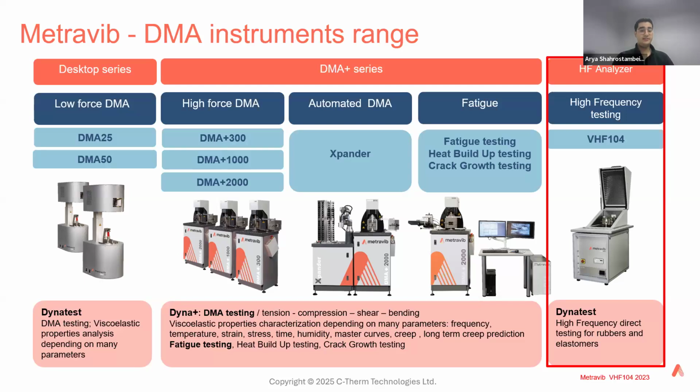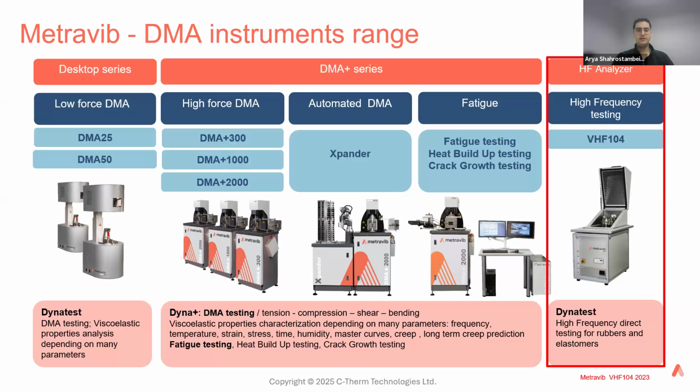In the middle, we have the DMA Plus series. The DMA Plus series are instruments with a high capacity for DMA testing, and they are advanced DMA for viscoelastic property measurements. These high performance instruments can be provided in 3 different models: Plus 300, which is a high force DMA providing 300 Newton force peak to peak, Plus 1000 with 1,000 Newton force peak to peak, as well as Plus 2000, which is 2,000 Newton force.